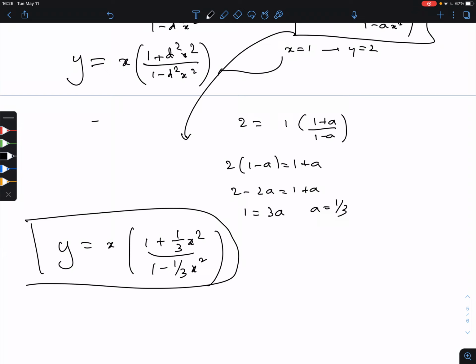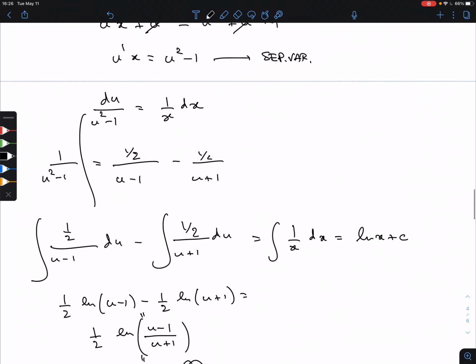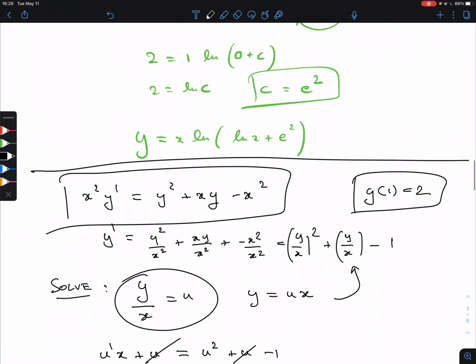If I plug in x equals 1, then do I actually get y equals 2, right? Do I have this initial condition? In principle, we can check these things. But of course, that's sometimes very time consuming. So how do you recognize that this was of this case here?